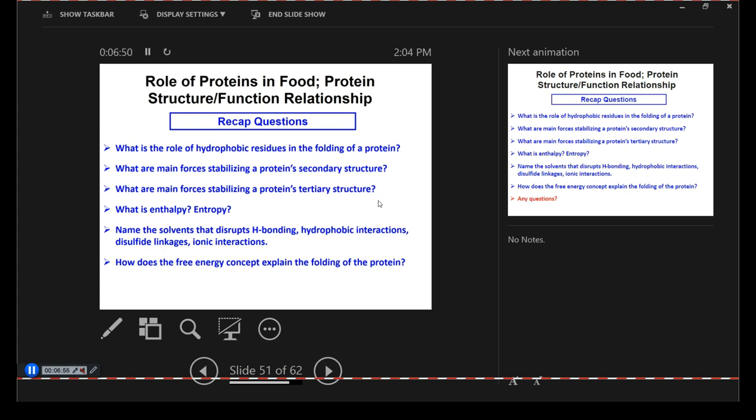How does the free energy concept explain the folding of the protein? When it's linear, there are a lot of potential bonds to break, so it tends to fold, so that the free energy decreases more. When you have that one linear chain, you have a lot of free energy, which is very unstable, so it makes the molecule very unstable.